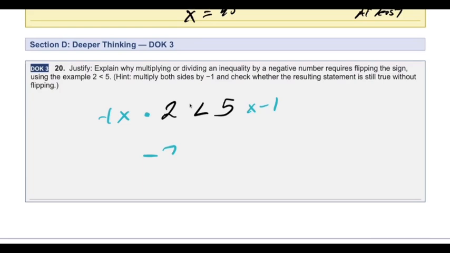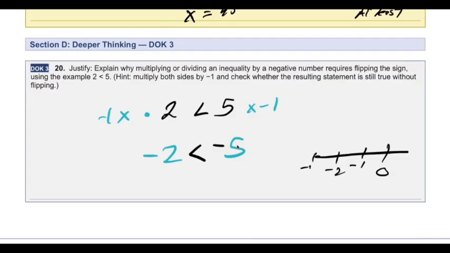And look what we get. We get -2 and -5. And if we didn't flip the inequality, we would say -2 is less than -5. And that is wrong. I have 0, -1, -2, -3, -4. This is a bad chart. -5. -2 is not less than -5.